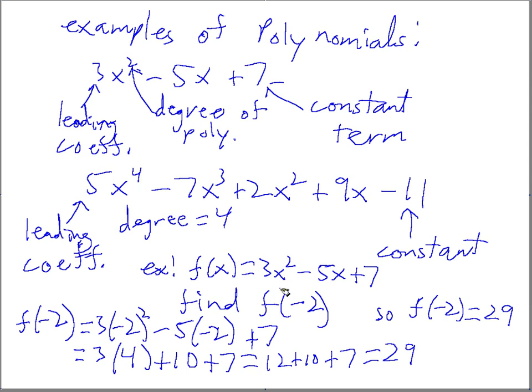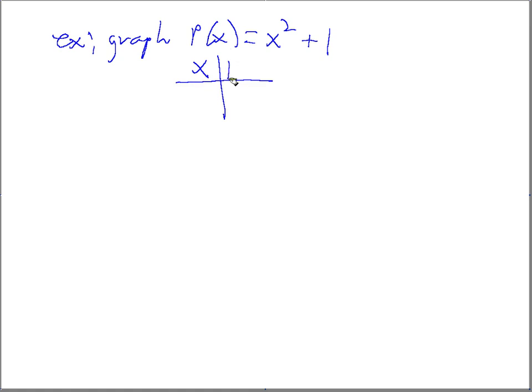Let me go and clear out the screen. Let's take a look at graphing these types of functions. Let's say, for example, I want you to graph the following polynomial function: p of x is equal to x squared plus, let's make it plus 1, something simple like that. To graph polynomial functions, what you want to do is make a table. So let's make a table of x values and function values, p of x. Again, all we're doing is what?